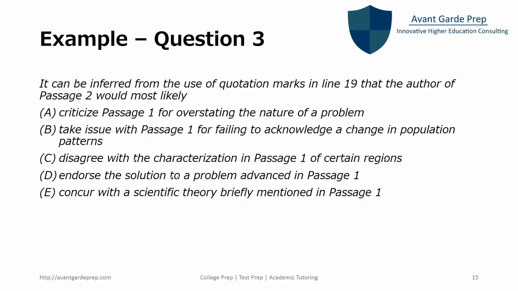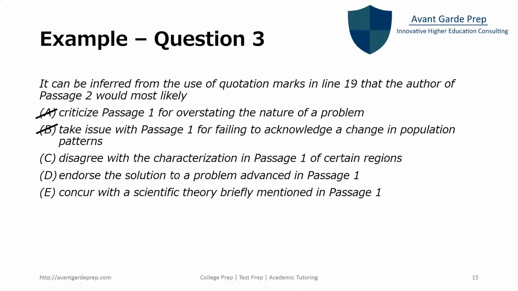A says, criticize passage 1 for overstating the nature of a problem. No, again, passage 2 would probably say that passage 1 is understating the problem, not overstating it, because they're saying that overpopulation is not a problem. So A is not a good choice. B, take issue with passage 1 for failing to acknowledge a change in population patterns. There is no discussion in either passage of a change in population patterns, so B is not a good answer.